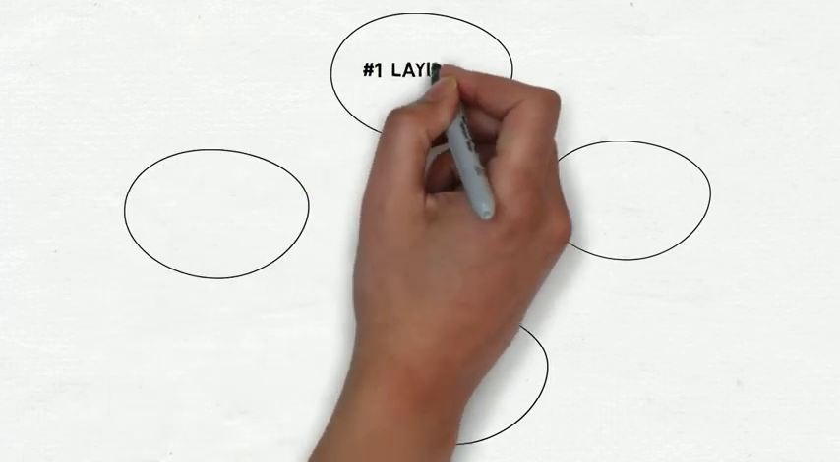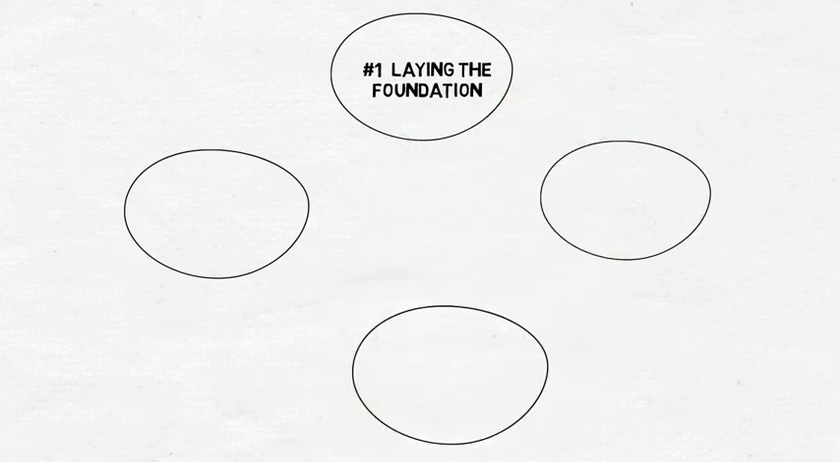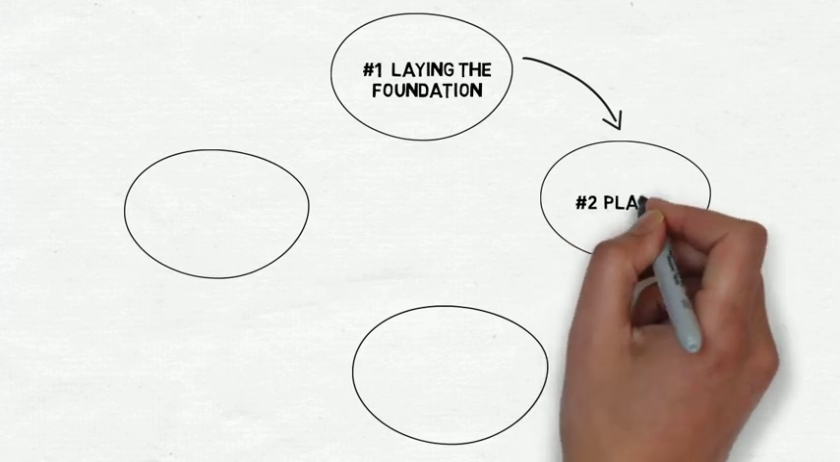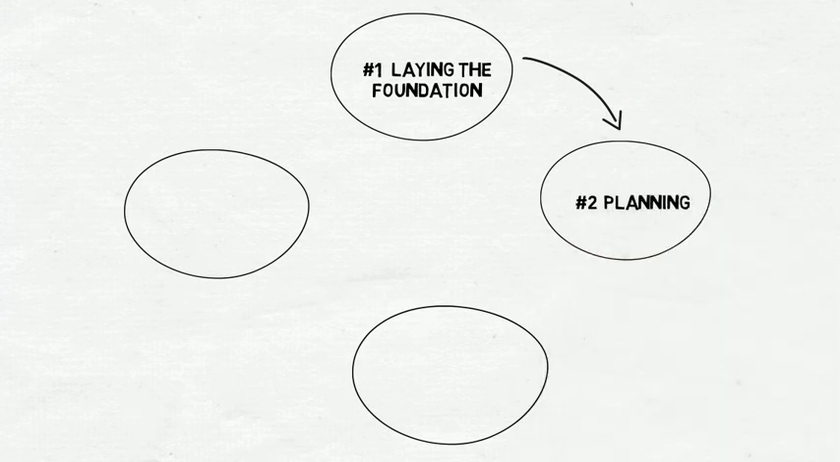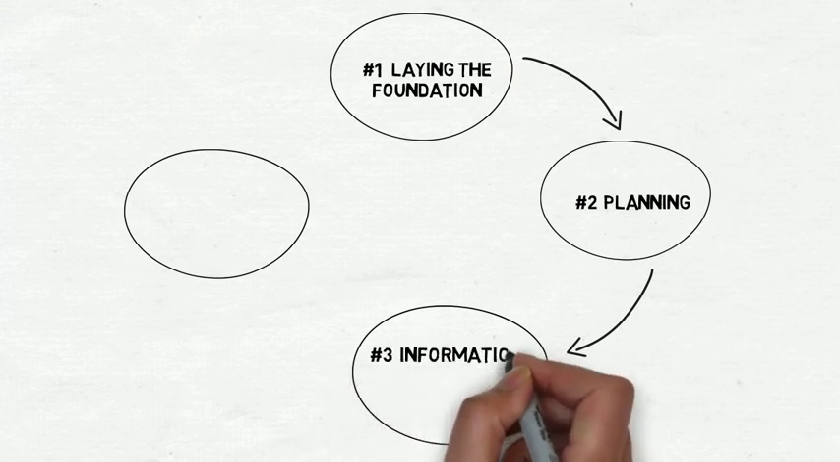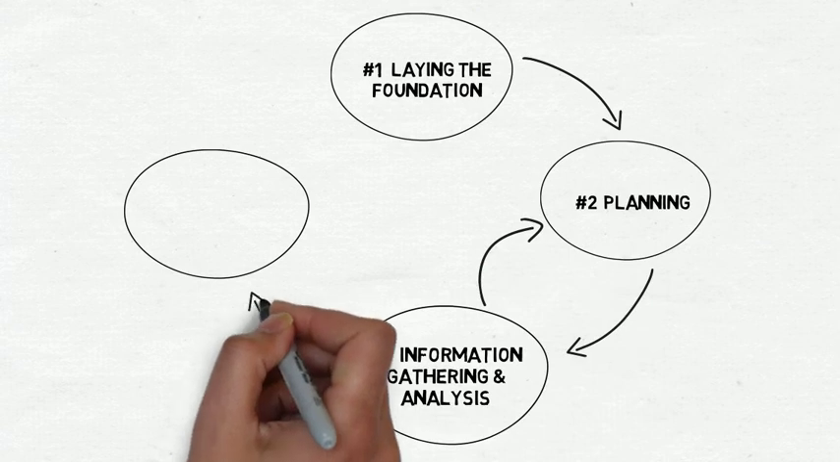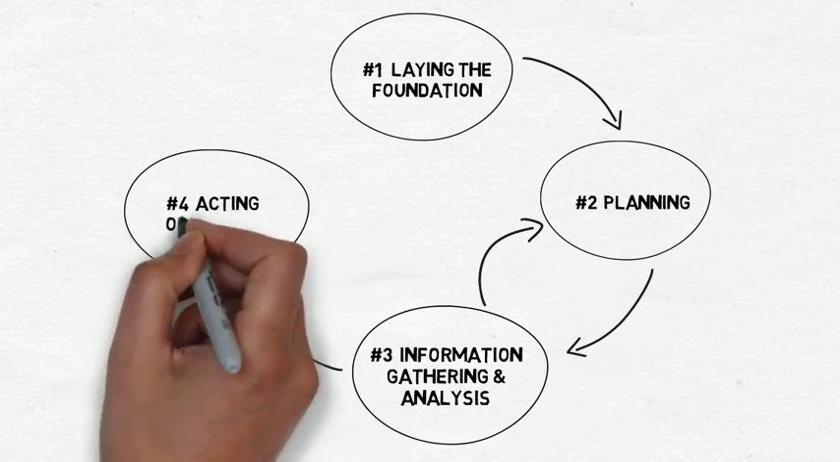The four components are: 1. Laying the foundation for research, which involves identifying the purpose of research and negotiating goals and roles. 2. Planning, determining the research questions and methods for collecting information. 3. Information gathering, analysis, and interpretation. And 4. Acting on findings, which also means mobilizing and sharing the information.